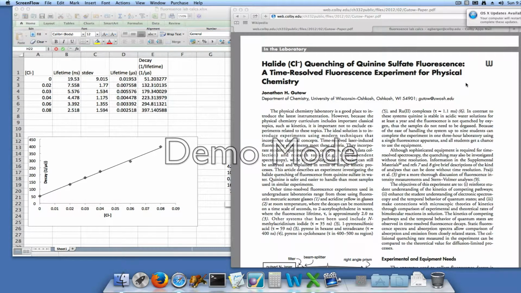So we did a modified version of Jonathan Gutow's lab published in the Journal of Chemical Education titled Halide Quenching of Quinine Sulfate Fluorescence, a Time-Resolved Fluorescence Experiment for Physical Chemistry. And what we were trying to measure was the effect of chloride ion concentration as a quencher for the fluorescence of quinine sulfate.